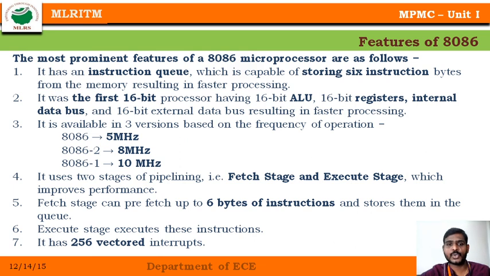And it has 256 vectored interrupts. If you compare with the 8085 microprocessor, it has only 5 interrupts, and those are defined interrupts. But here it has 256 vectored interrupts. A few are defined and the others are left for the programmer to utilize, to write his own interrupts. And the last point, as we said, is that a total of 2900 transistors are used to fabricate it.